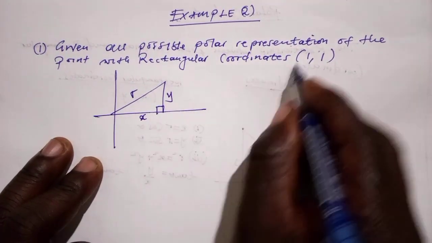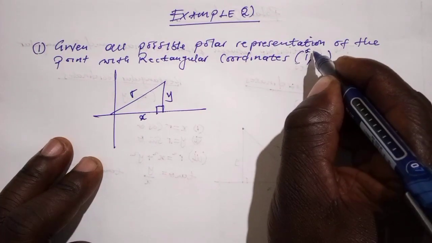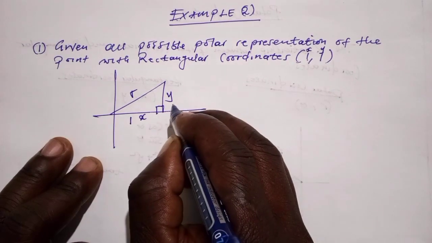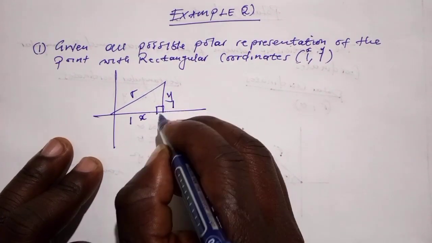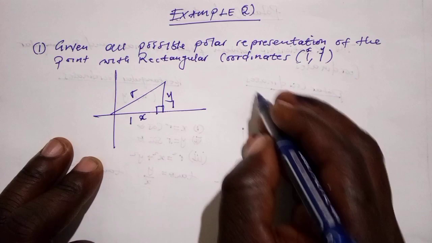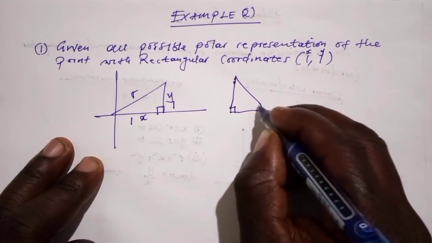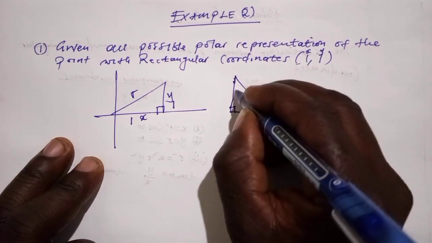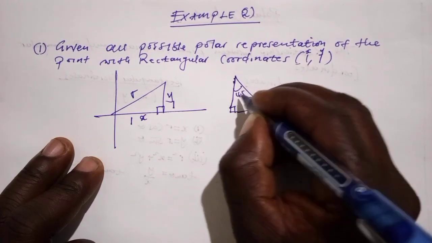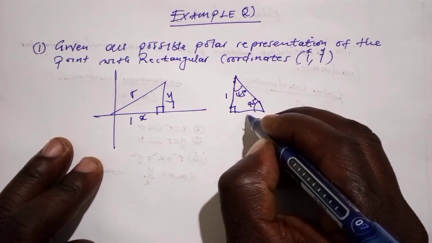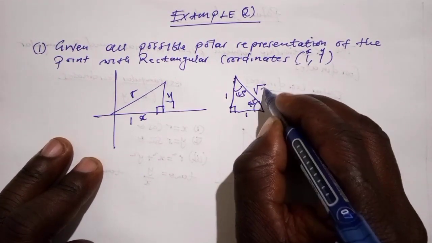Here for y, this is our coordinate which we have here. For x we have 1, for y we have 1. So that shows that this is a special angle, which we all know: here we have 90, here 45, here 45 degree, here 1 and here 1, here we have root 2.